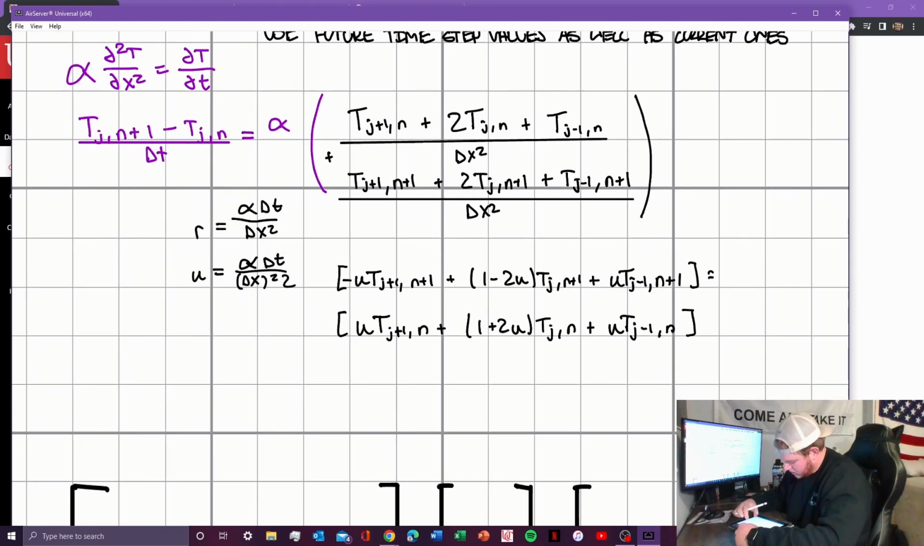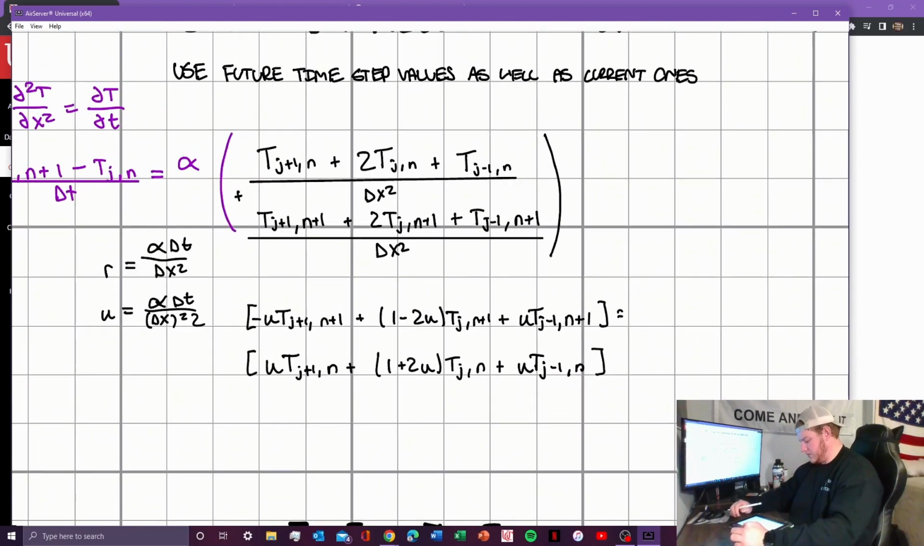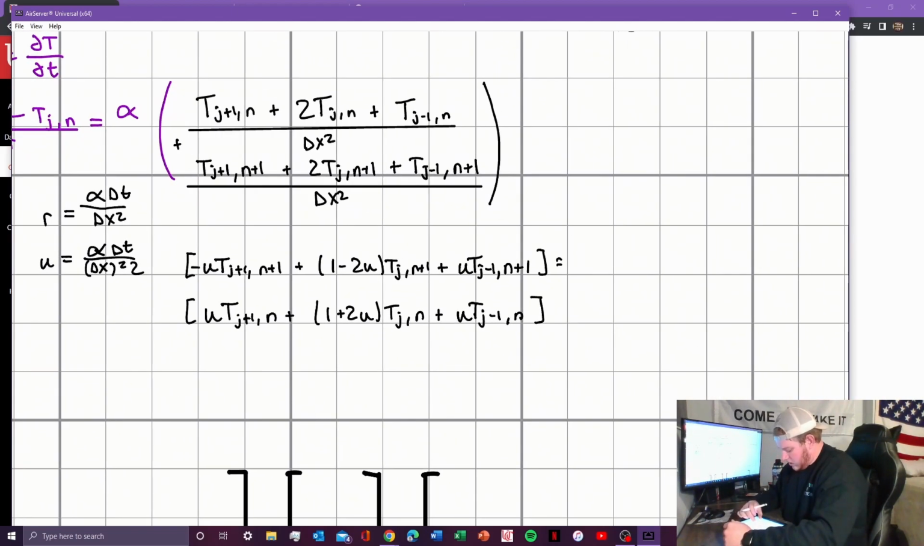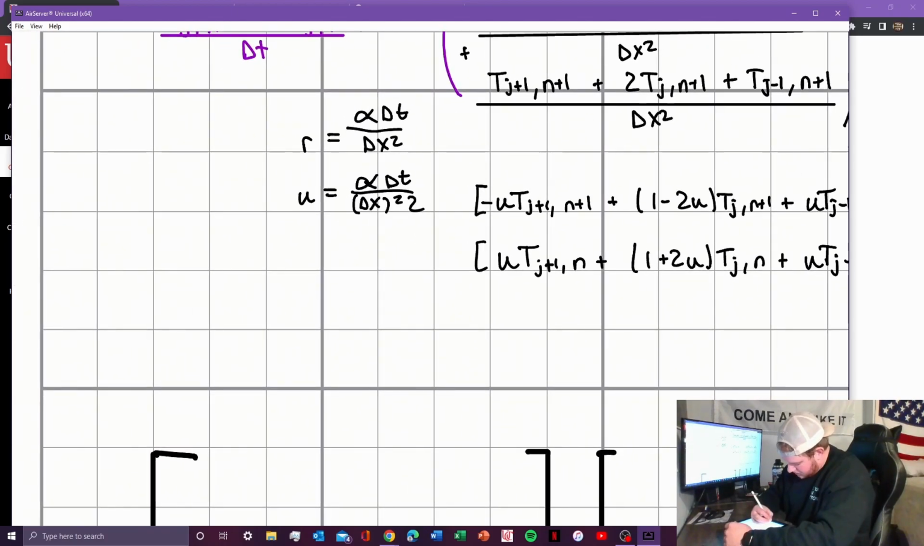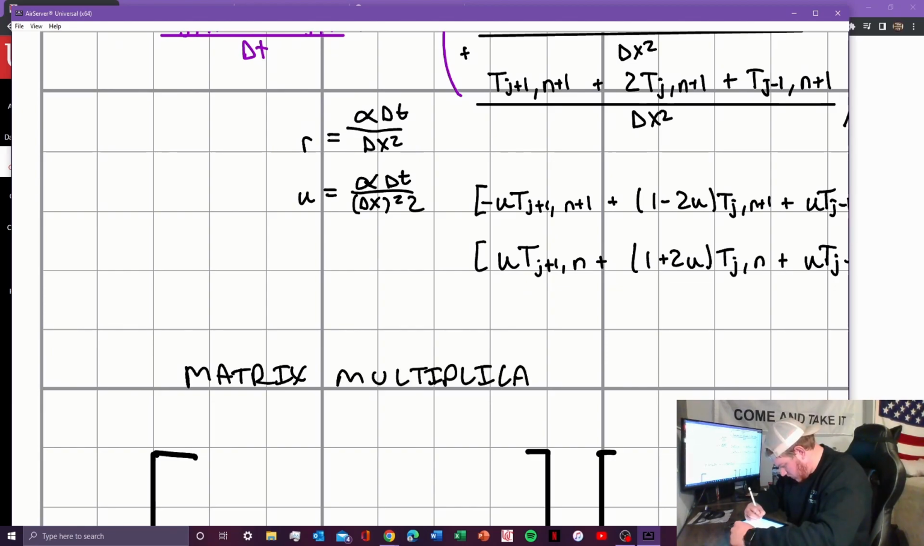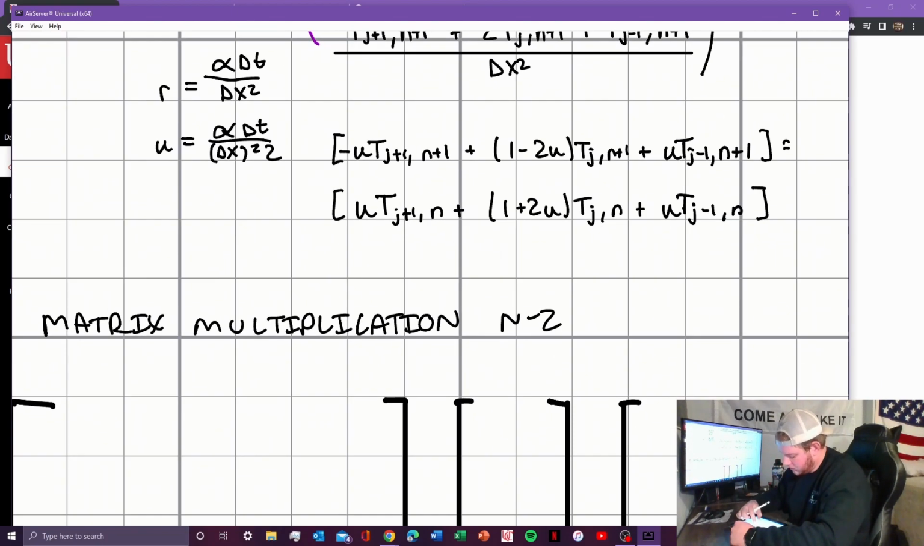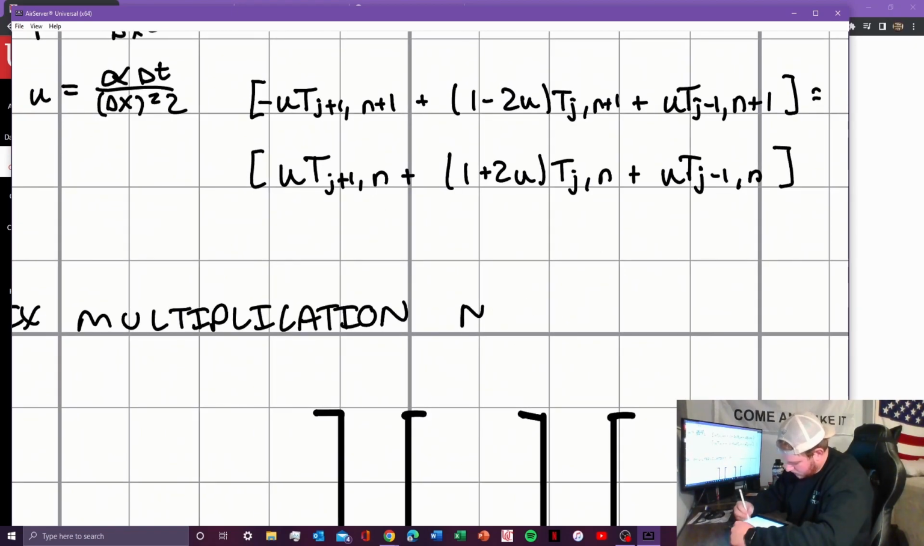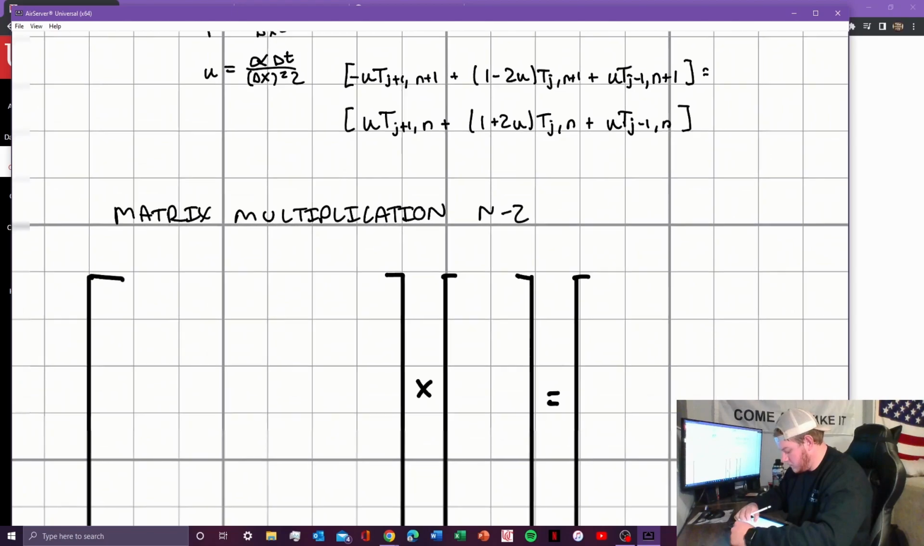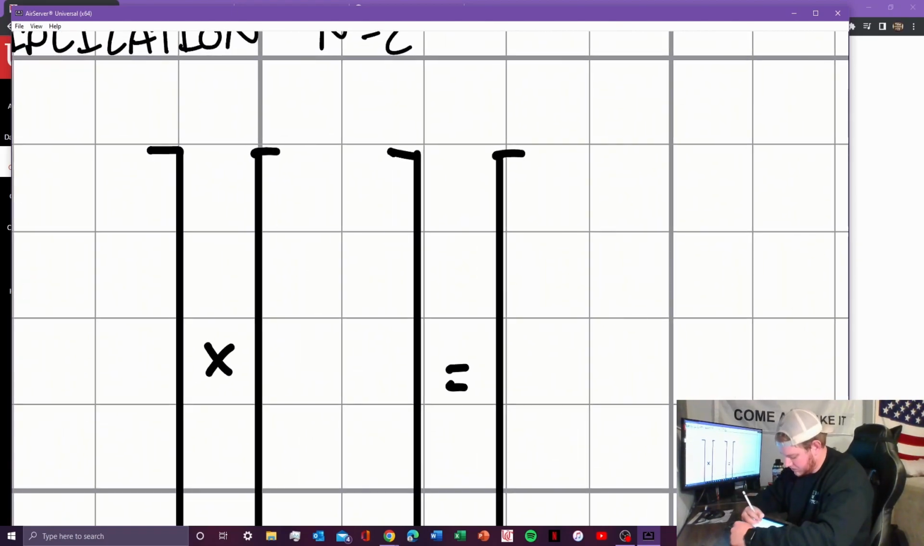Now, in order to solve this system of equations, we have two known values, which are the front of the bar and the end of the bar. We know those temperatures, but we don't know all of the temperatures on the inside of the bar. So we are going to need to do a matrix multiplication, where our n is n minus 2 because we have two known values. And we will be seeing a very interesting matrix multiplication.